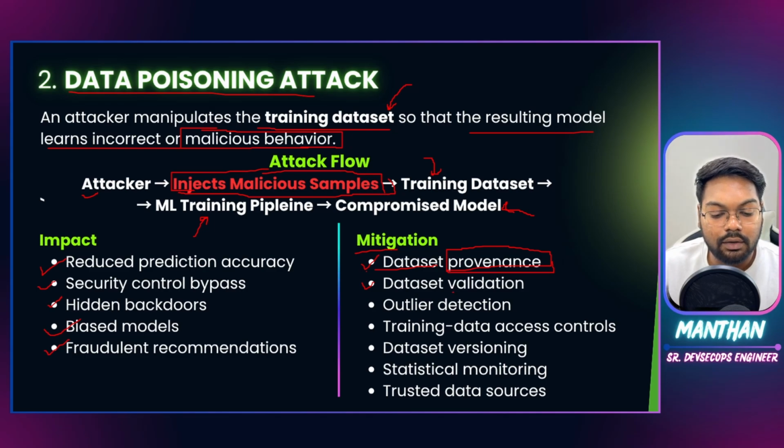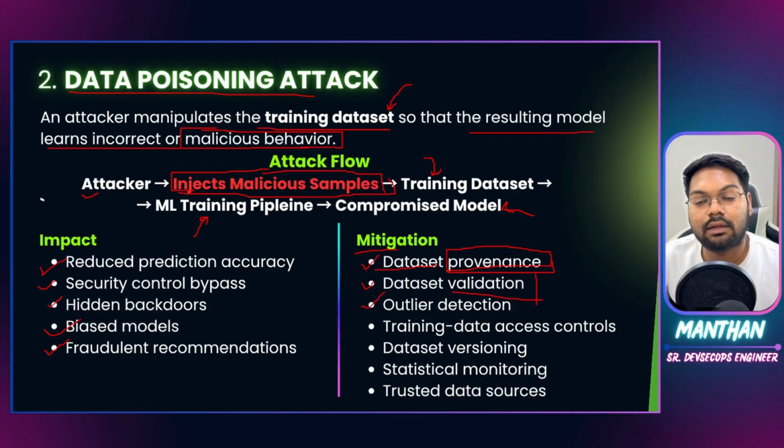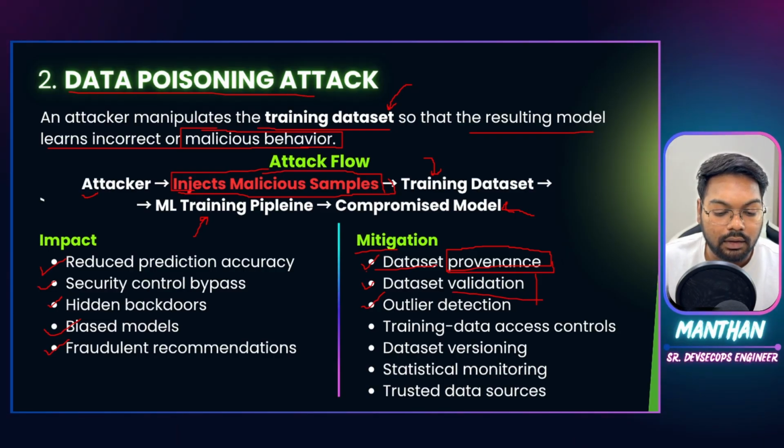You need to validate your entire dataset to check that it contains everything that is required. Then outlier detection: you need to detect data that is not supposed to be there. It's the same thing that we do in the case of validation, which is to detect outliers.